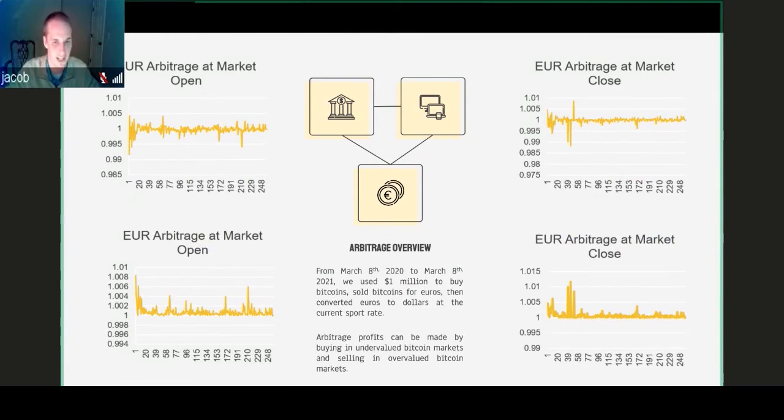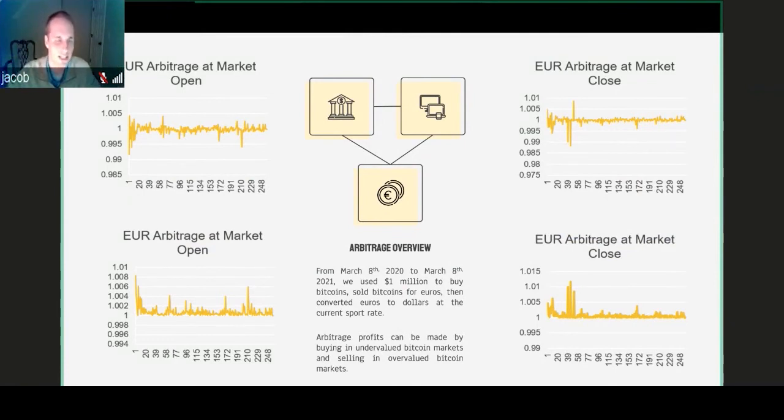So we used $1 million to buy Bitcoins on the first day, on March 8th at the open. Then we would sell the Bitcoins for euros, or we would use the dollars. We would either convert them to euros and buy Bitcoins and then sell them in the American market. We would take advantage of the mispricing, and then we would reinvest those profits, and we would basically buy in the undervalued Bitcoin markets and sell in the overvalued Bitcoin markets relative to the spot rates.